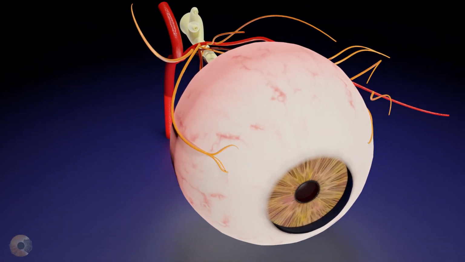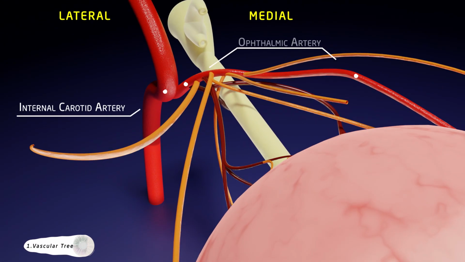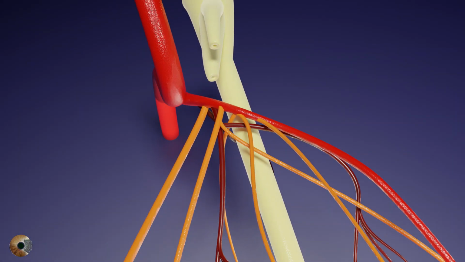The ophthalmic artery is derived from the internal carotid artery. It gives rise to several branches that divide it into two main groups. The orbital branches, which are colored orange here, supply the structures of the orbit, the eyelids, and the lacrimal gland. And the ocular branches, which are colored dark red here, supply the eyeball itself.